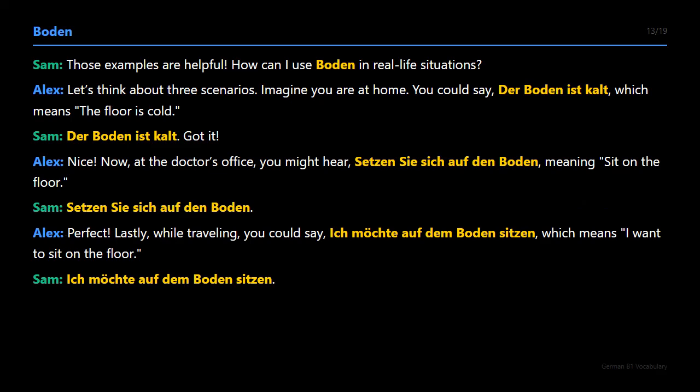Nice. Now, at the doctor's office, you might hear, Setzen Sie sich auf den Boden, meaning sit on the floor. Perfect. Lastly, while traveling, you could say, Ich möchte auf dem Boden sitzen, which means I want to sit on the floor.